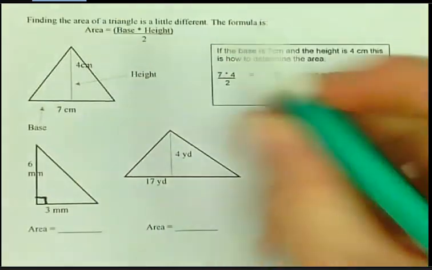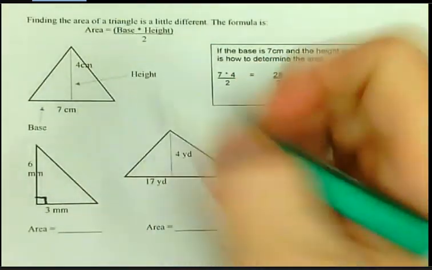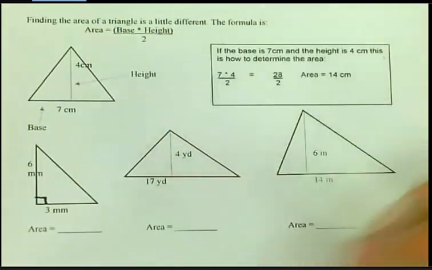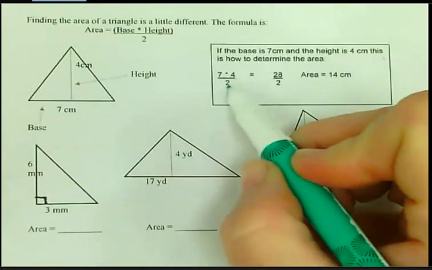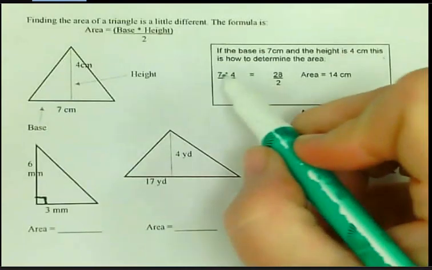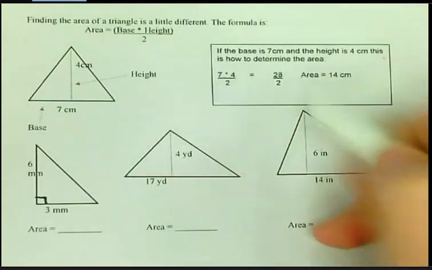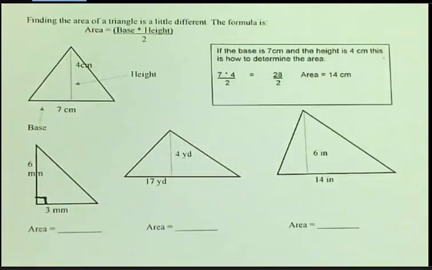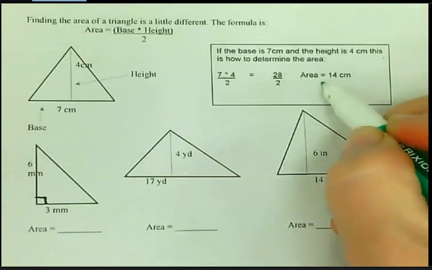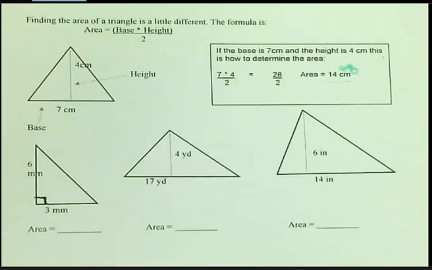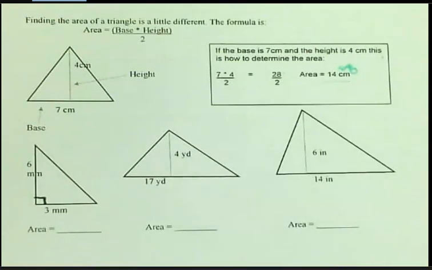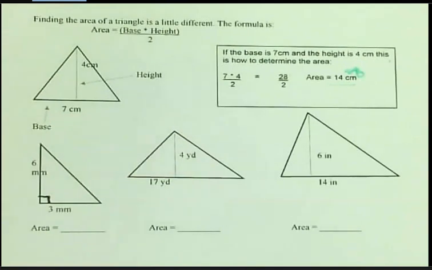That's the height. So we're going to take the base, which is 7, and the height, which is 4. That gets multiplied and divided by 2. So 7 times 4 is 28. And then we divide that by 2, which is 14. So our area is 14 square centimeters. I keep forgetting to put square in there, and that's just bad Mrs. Sissel.